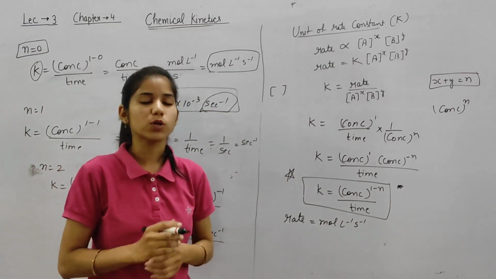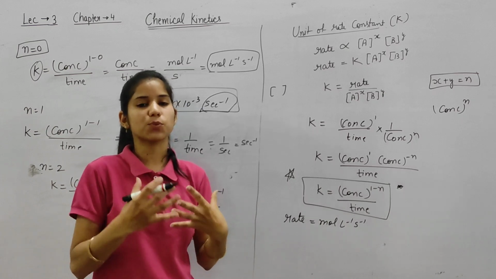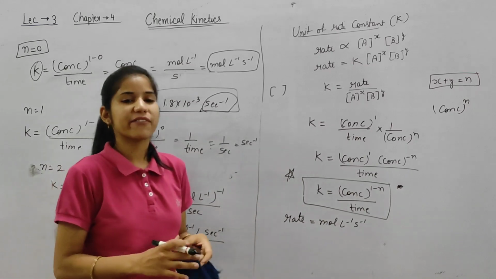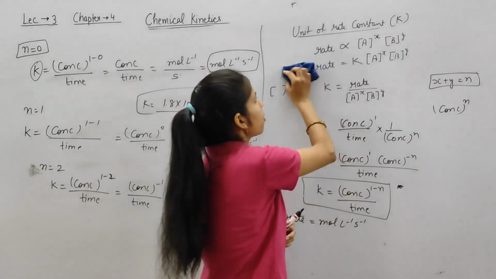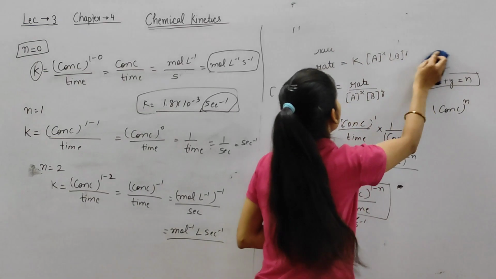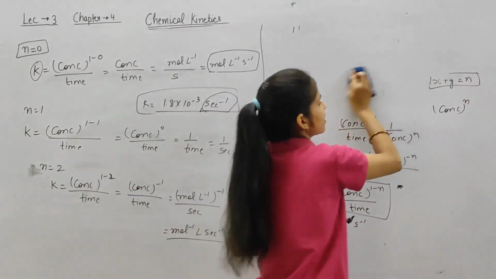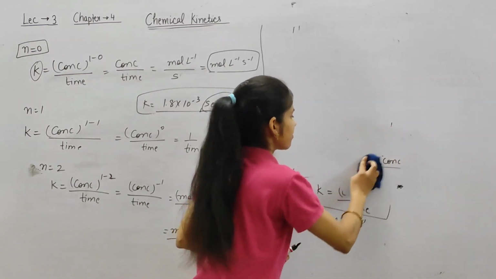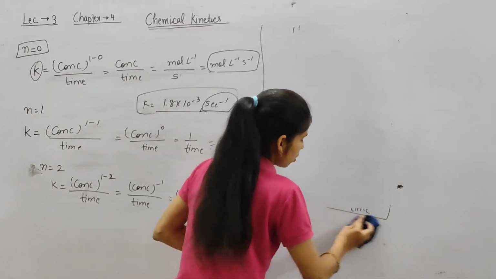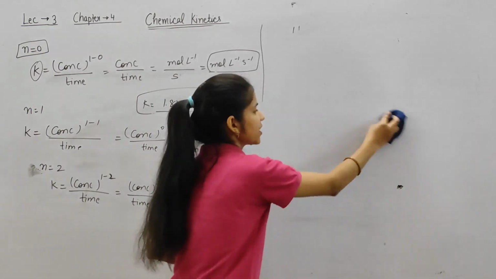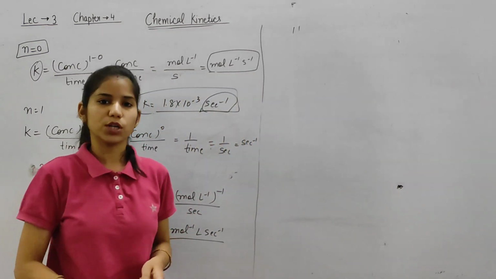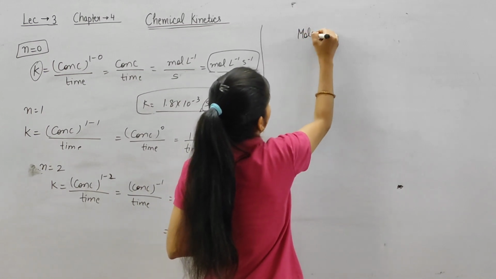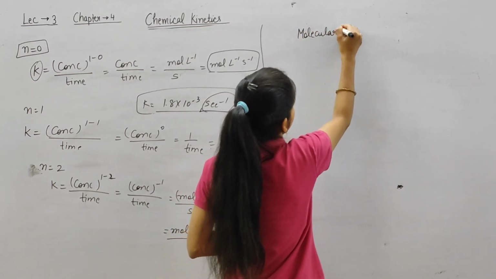Now we are talking about molecularity. What is molecularity? So molecularity is basically, we are having an elementary reaction. In any elementary reaction, if reactant is converted into product, the species that is converted into product, that is molecularity. What is molecularity?